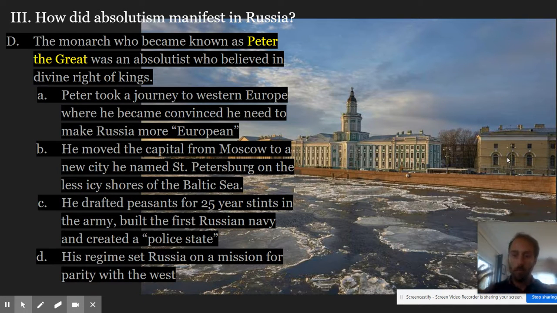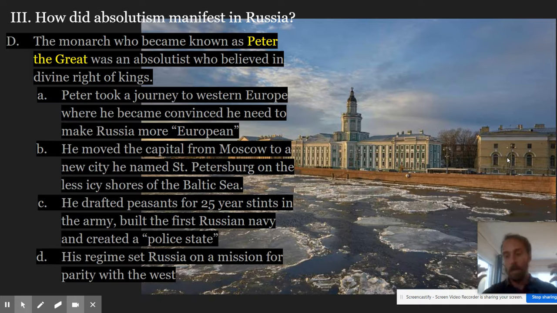This is the brand new capital of Russia under Peter the Great. He names the city after himself on the shores of the Baltic Sea because it's got a less icy port than other Russian ports. And I show you this picture of it covered in ice because that happens about a quarter of the year. And he's trying to make Russia more European because he basically saw how rich the west of Europe was, and he wants Russia to be more like that.